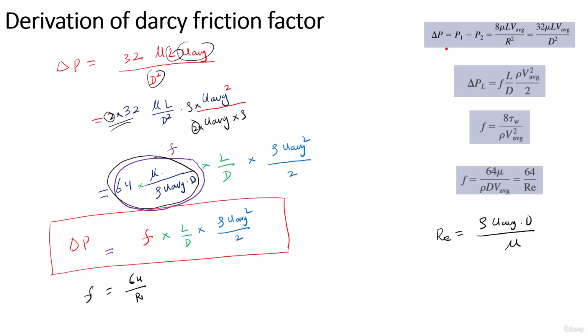Now, how is this term defined? Delta P, we know, is equal to this term. So we are writing delta P in terms of the friction factor, L by D and this term. If you compare these two terms and simplify, you will find that the wall shear stress divided by rho V squared is actually the friction factor.